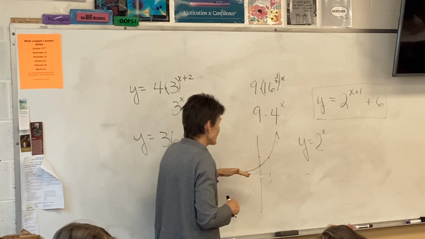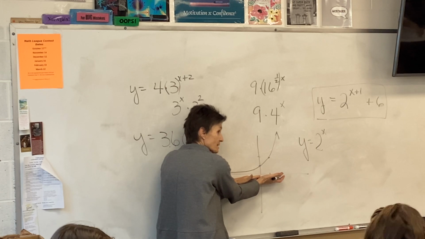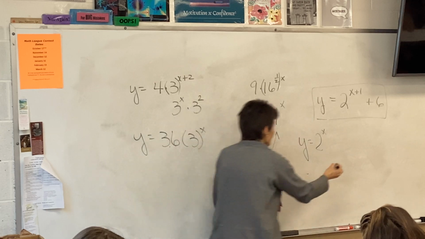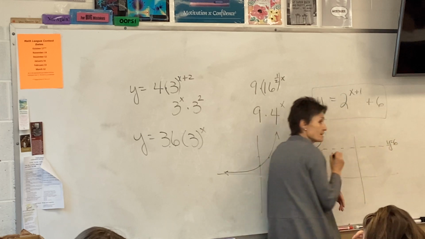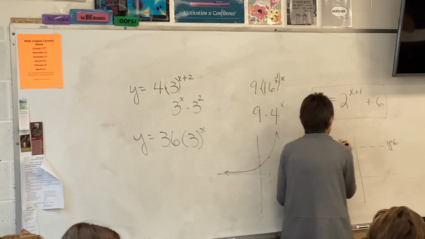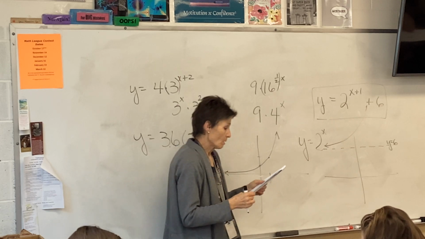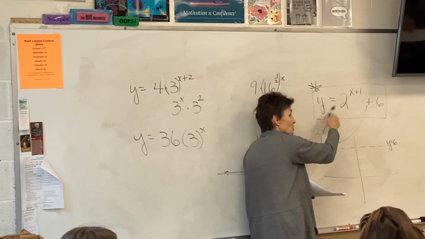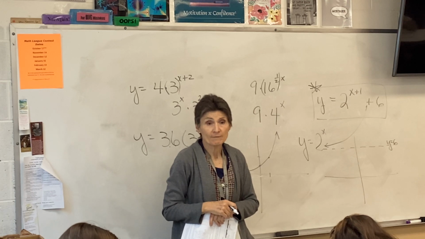Now, when you lift this up 6, guess what? That asymptote that was at 0 is now going up to 6. So now your horizontal asymptote is at 6. Okay? And your curve is still increasing, but it's up there now. So, what is the domain of this function right here? What is the domain of the G function? Negative infinity to infinity.